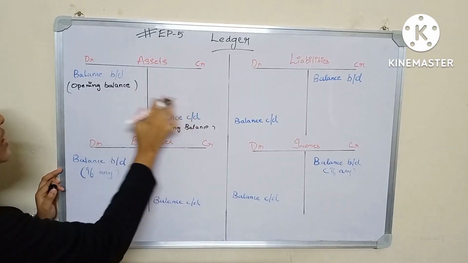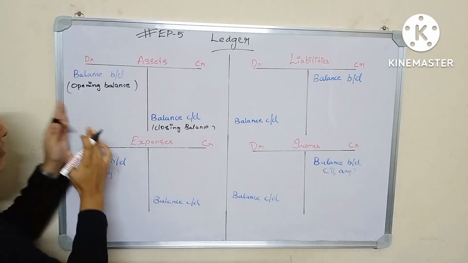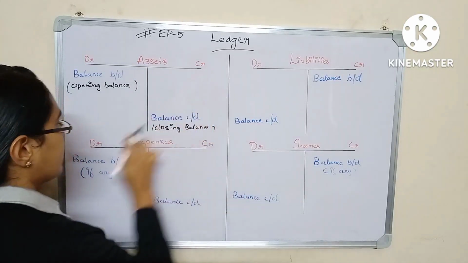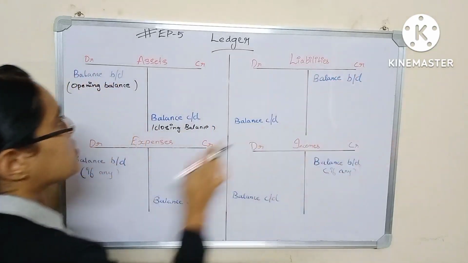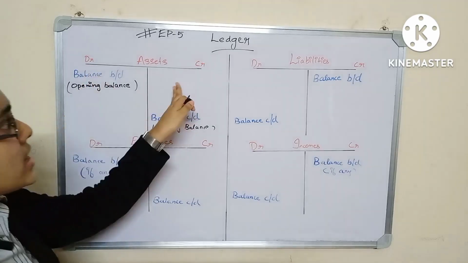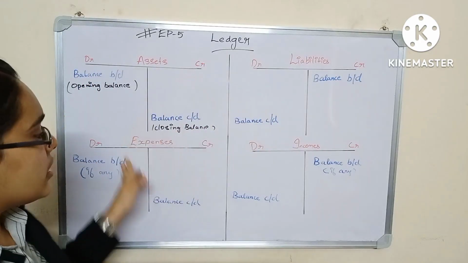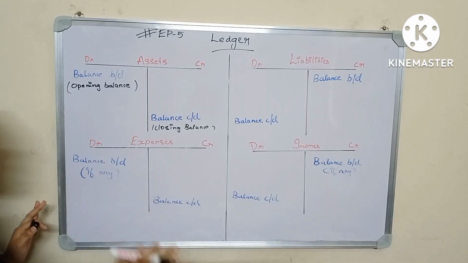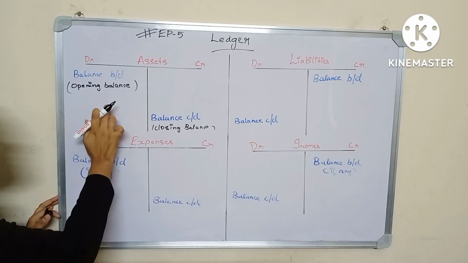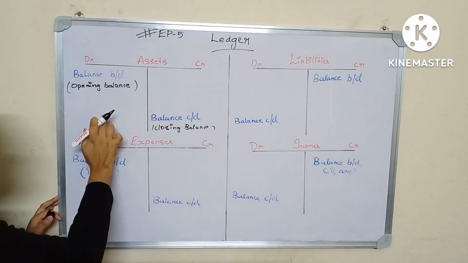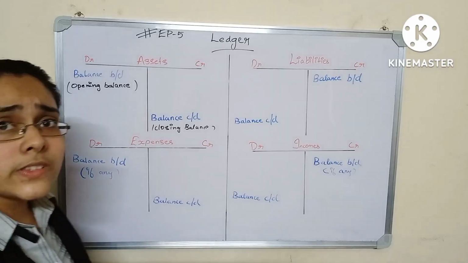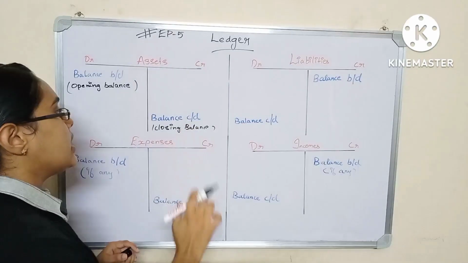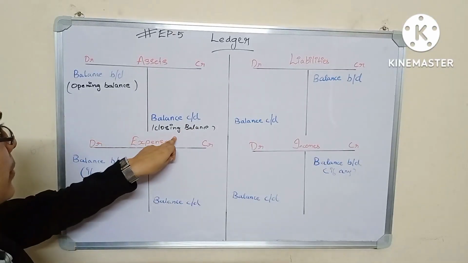You can see two columns here. I've divided it, and the left-hand side column is known as the debit side, and the right-hand side column is known as the credit side. For every account, it is the same. So for assets, you'll always have the opening balance on the debit side, that is the left-hand side, and your closing balance will come on the credit side. You should always remember that.